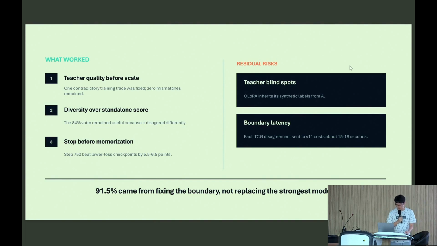Three things mattered most. First, teacher quality mattered before scale. Fixing one trajectory training pattern left 0 oracle target mismatches. Second, diversity mattered more than standalone scores. The weaker 84% voter remained useful because its implementation failed differently. Third, stopping at the golden window mattered. Lower training loss did not mean better hidden accuracy.